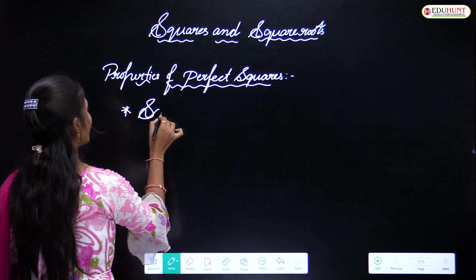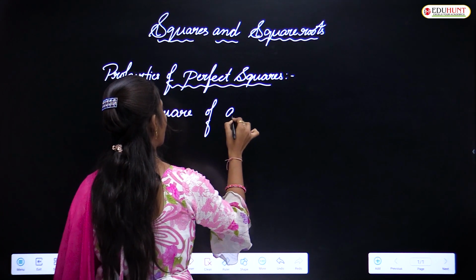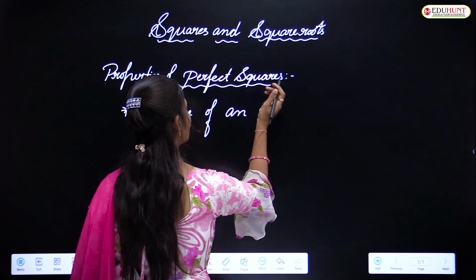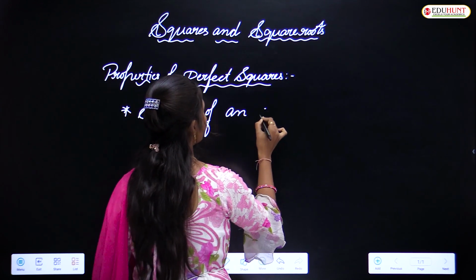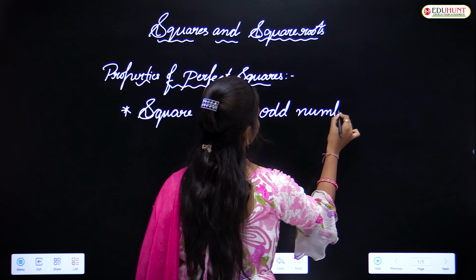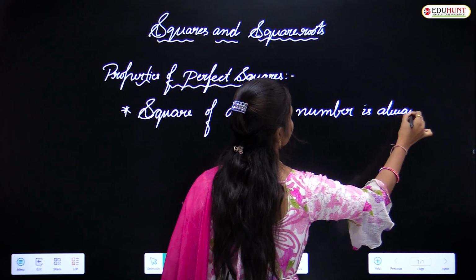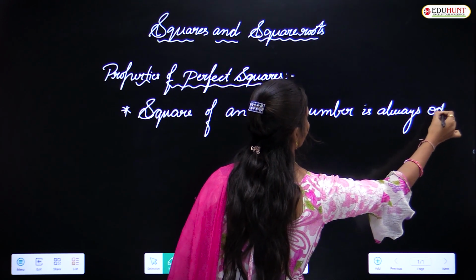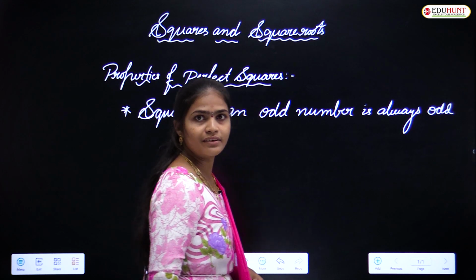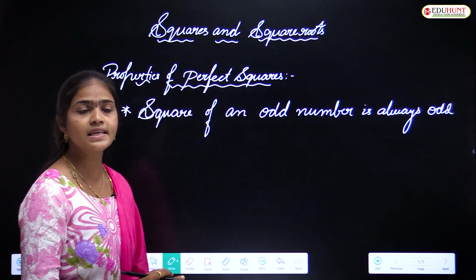Here, the square of an odd number is always odd. Already we discussed the even numbers. Okay, so see here, the square of an odd number is always odd.